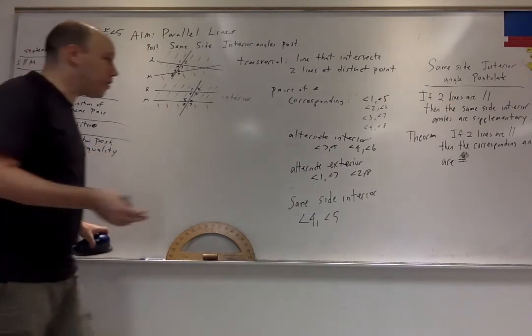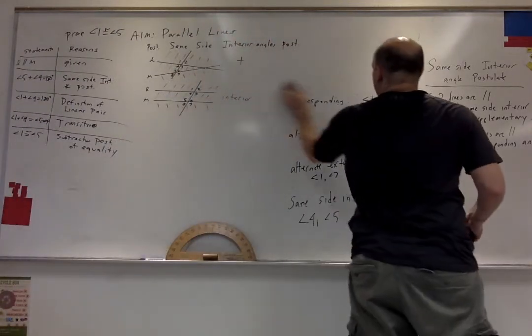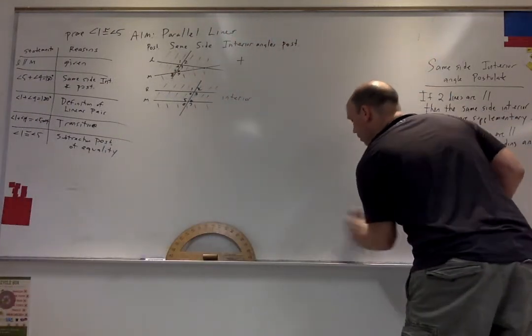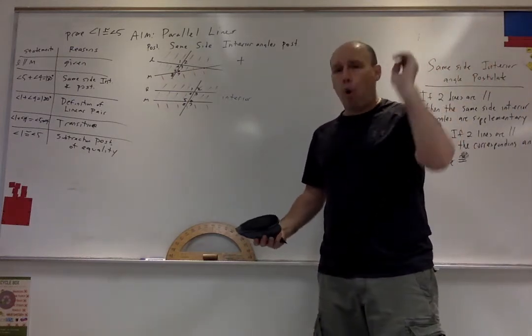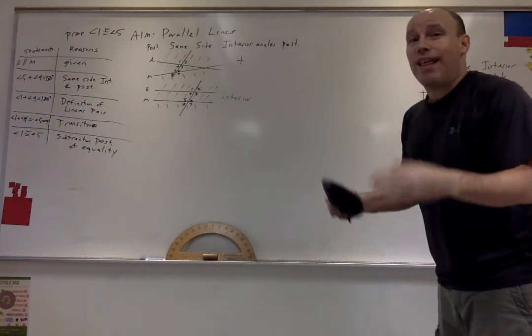Next, what is the next thing we want to prove? Alternate interior angles. You're like, Mr. Adler, if two lines are parallel, alternate interior angles are congruent. That's our next theorem.